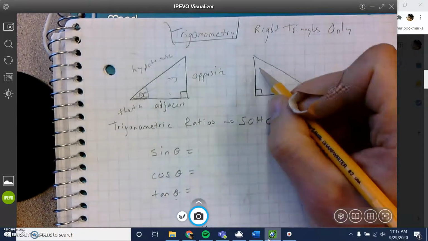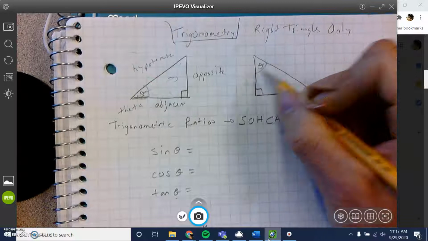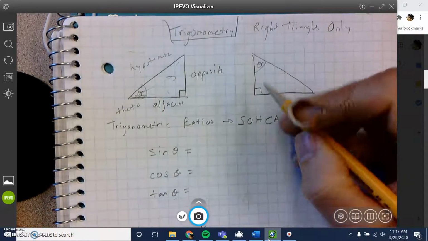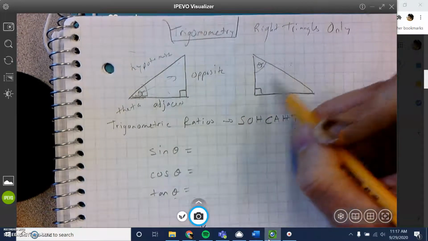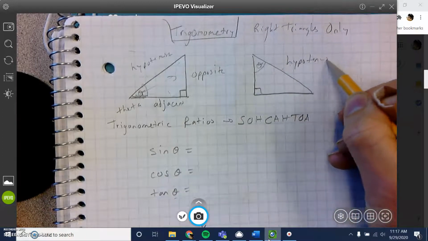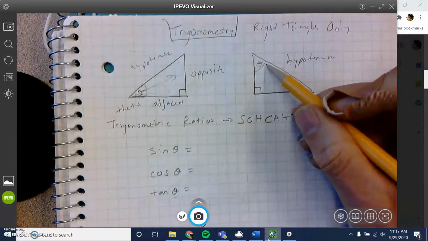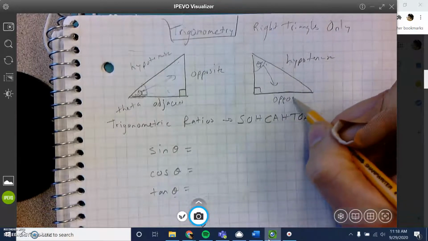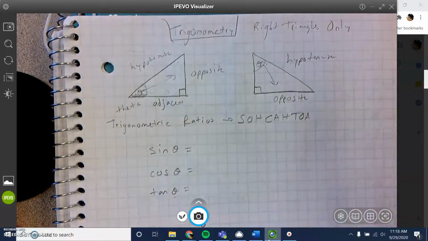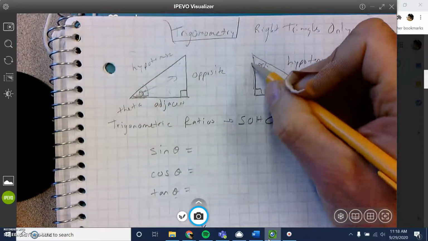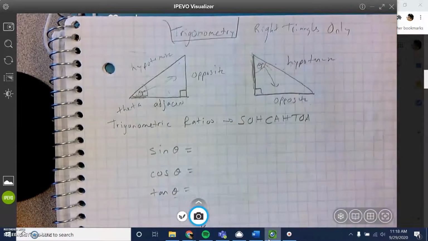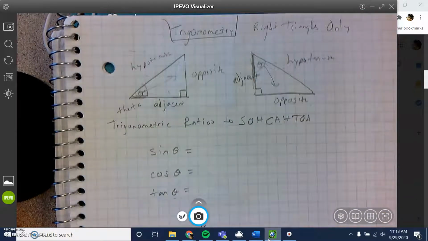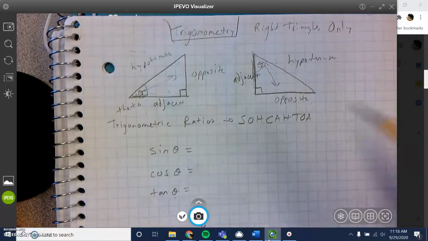So let's say that theta was up here instead. Let's say we're talking about this angle and not that angle. Do things change? Well, let's see. The hypotenuse doesn't change. It's always opposite the right angle. Label that. Remember I said for the opposite, you draw a line across? So now the opposite is down here. If I'm looking at this reference angle, this theta, then the side opposite it is called the opposite. And the part that's touching it, that's not the hypotenuse, the other ray or line, is the adjacent. There you go.